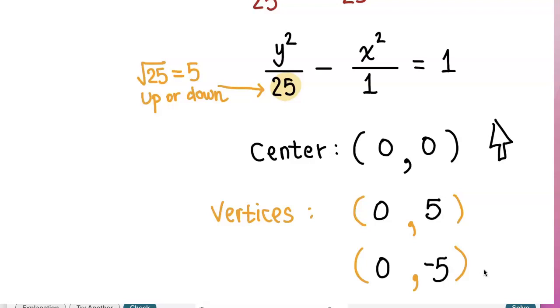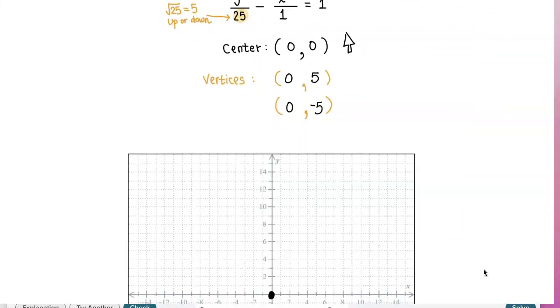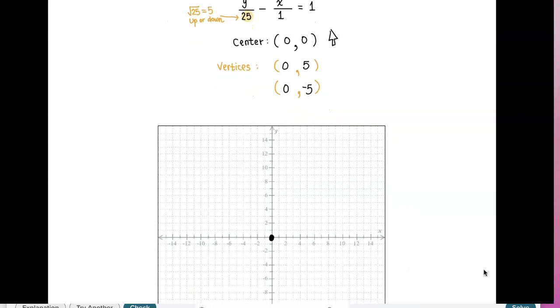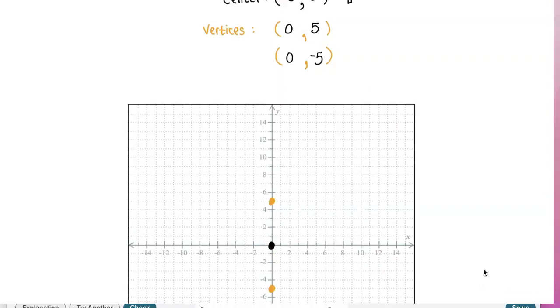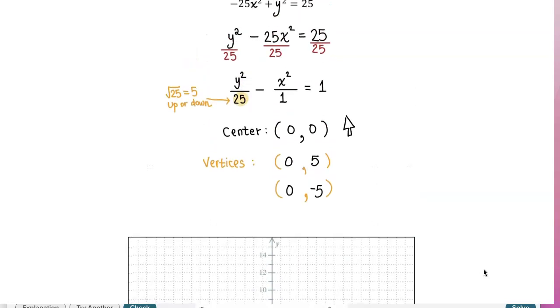So let's plot those. And again, when you are doing this on ALEKS, you don't need 2 points. You just need to do one vertex. But I'm going to plot the vertices, one at positive 5, down at negative 5. Now, the last thing that we're going to need to do is find a point on the asymptote, okay? So I'll just call it asymptote point.